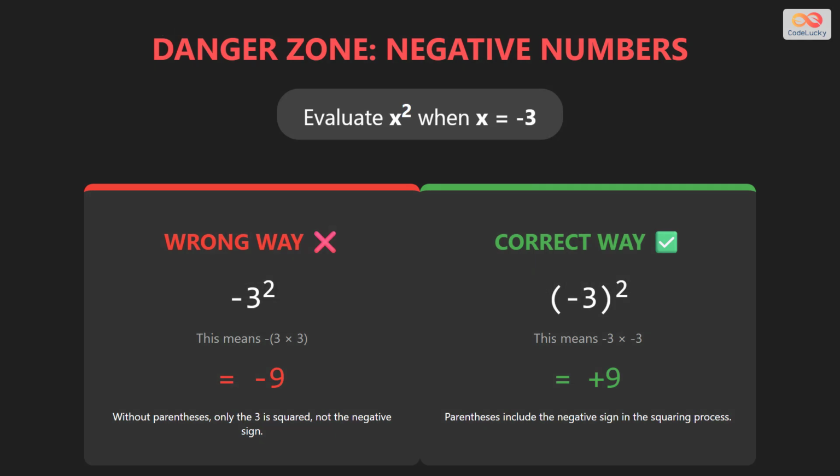Here is where many students make mistakes: negative numbers. Suppose we want to evaluate x squared when x equals negative 3. The correct way is to put negative 3 inside parentheses. This means negative 3 times negative 3, which gives positive 9. If you forget the parentheses, you might incorrectly calculate it as negative 9. Always use parentheses.